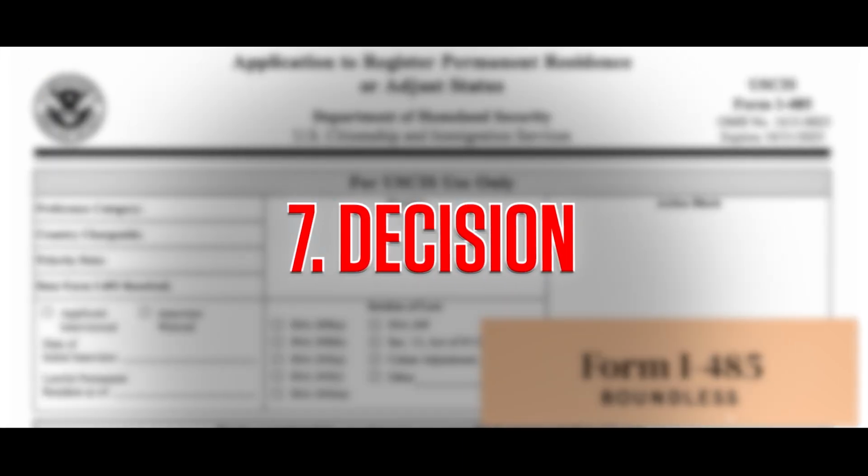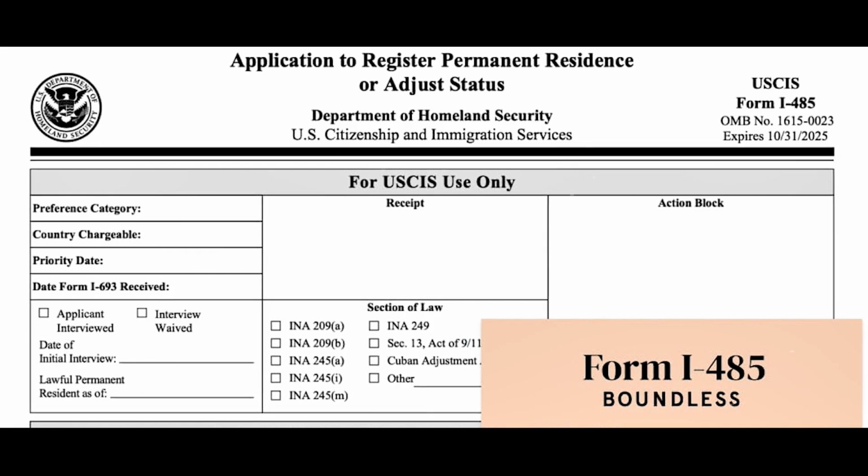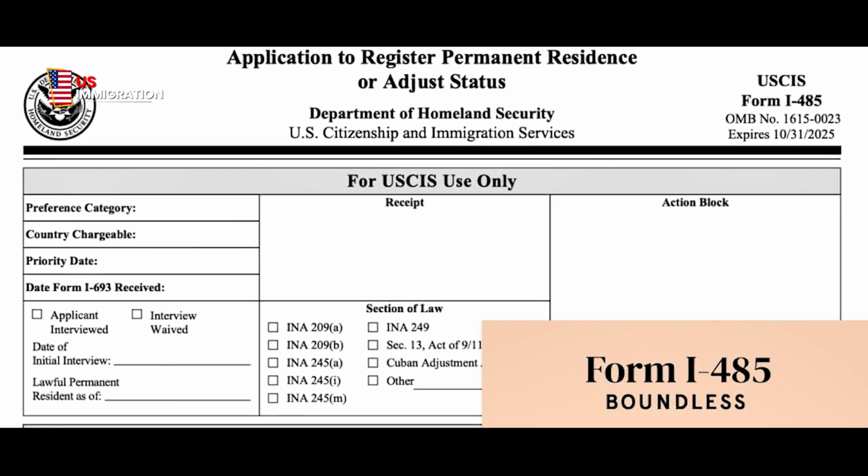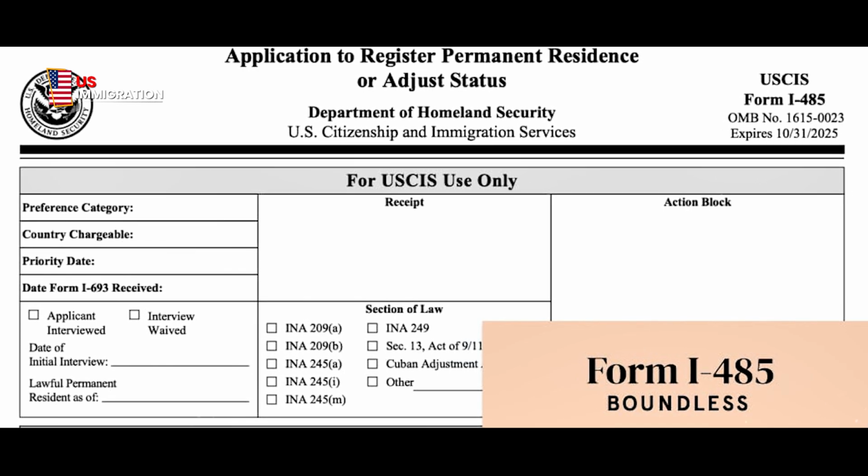Decision. USCIS will issue a decision on your application within about 90 days of your interview. You can also track your application status online. If approved, you will receive an approval notice followed by your green card.